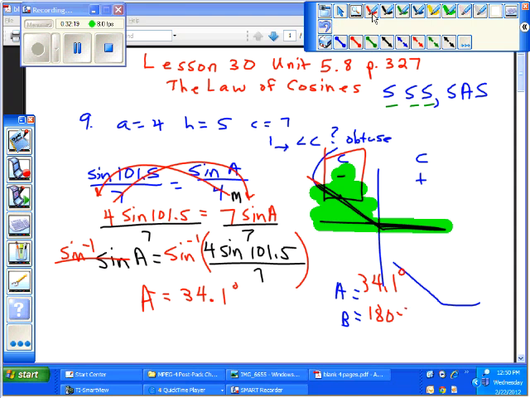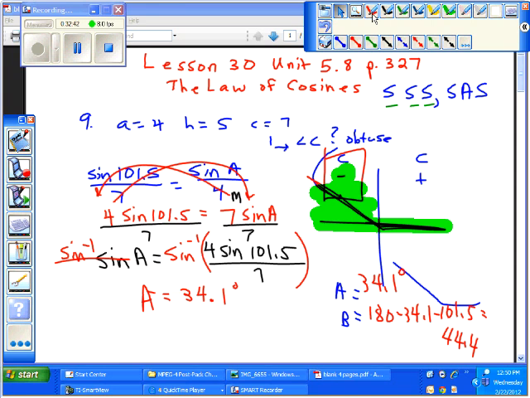So to get angle B, we do 180 minus angle A minus angle C, 101.5. And we get what for angle B? 44.4 degrees for angle B. Any questions on the law of cosines?